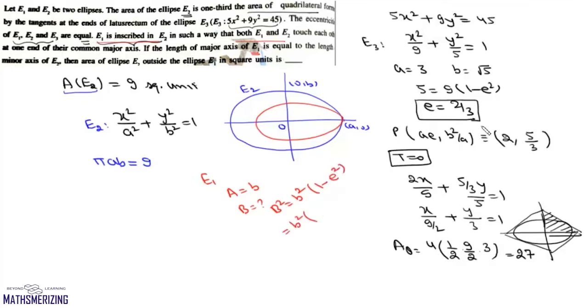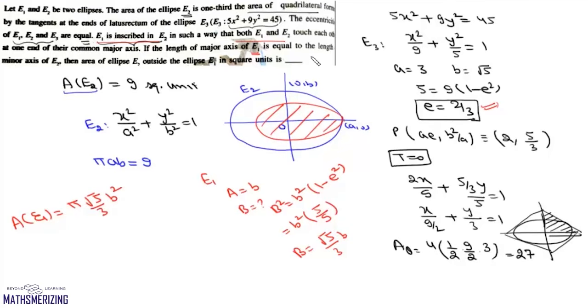So it will be b square and then 1 minus e square, and since all the three ellipses have the same eccentricity, we can write e as 2 by 3. So it will be 1 minus 4 by 9, so it has to be 5 by 9. So the value of b is root 5 by 3 b. So what is the area of this ellipse E1? The area of ellipse E1 will be pi times ab. a is b and b is root 5 by 3 b. So it should be pi root 5 by 3 into b square.